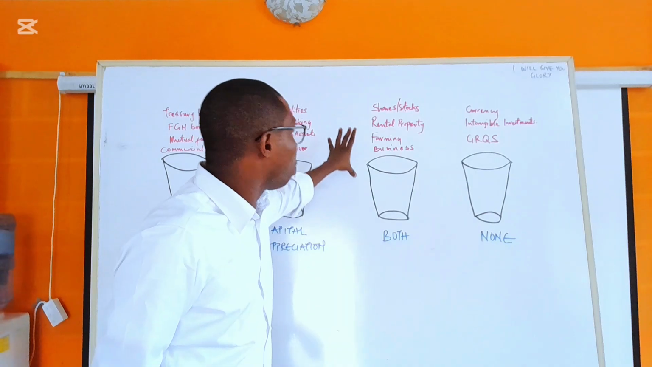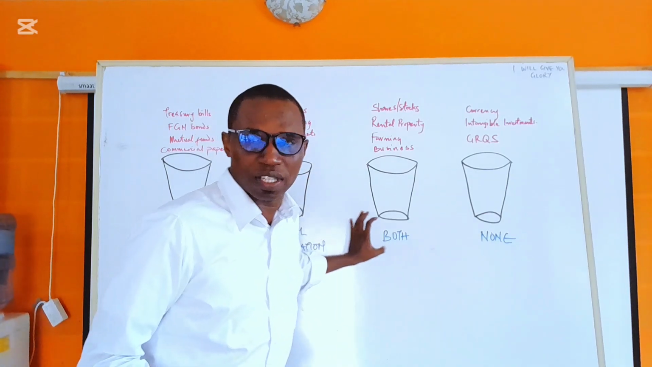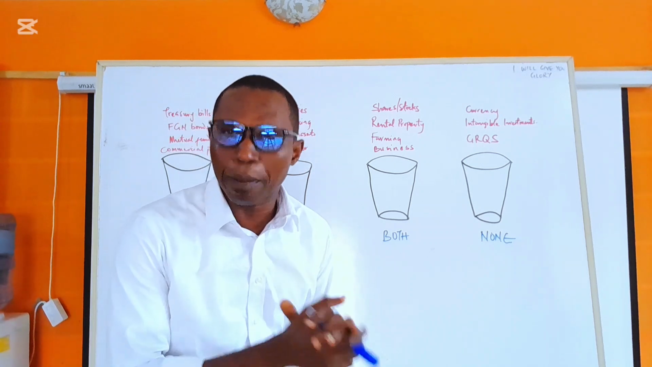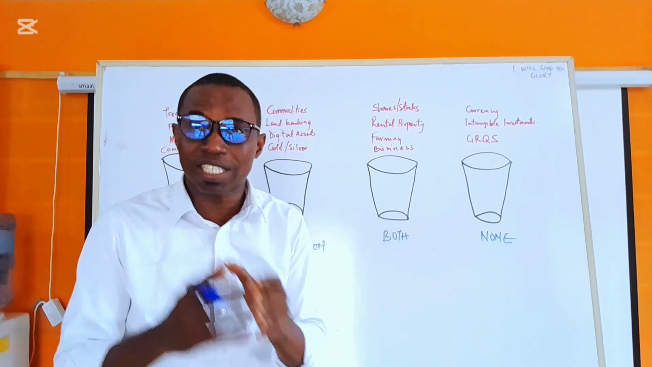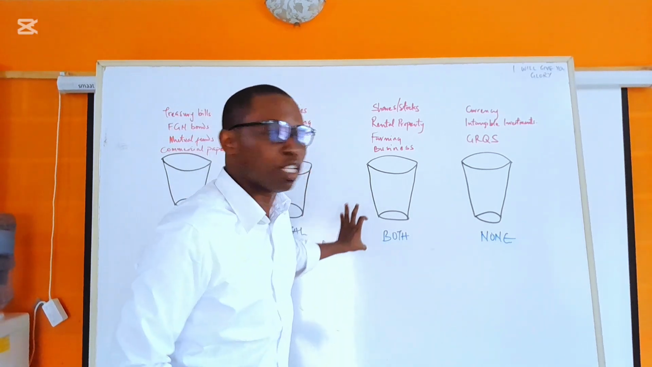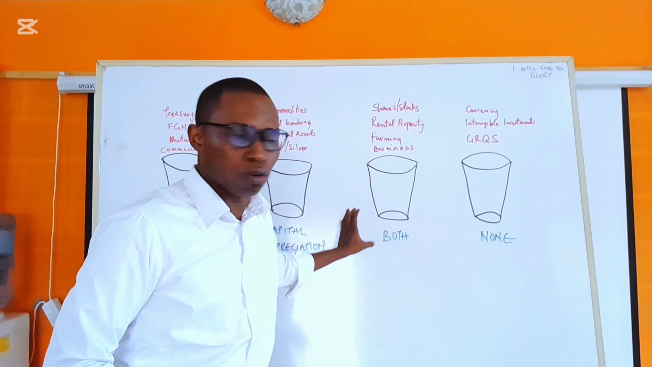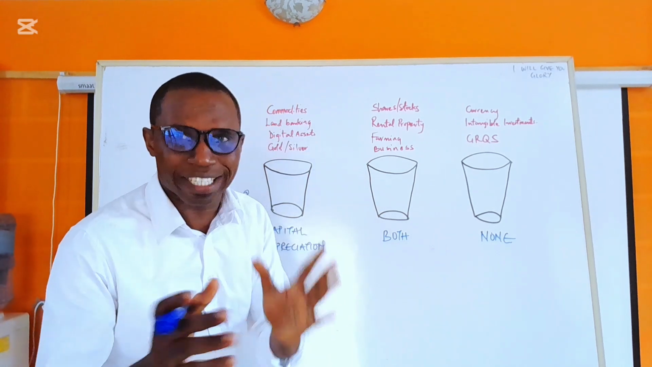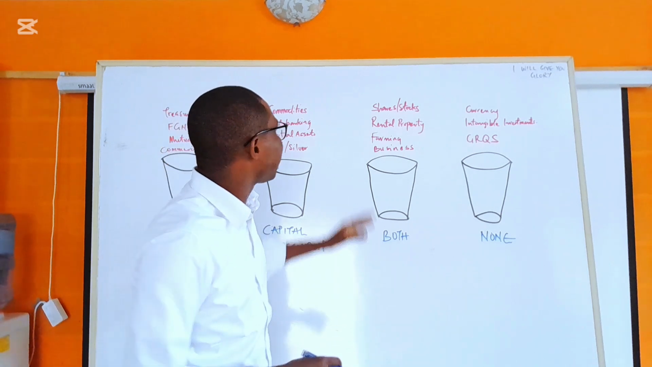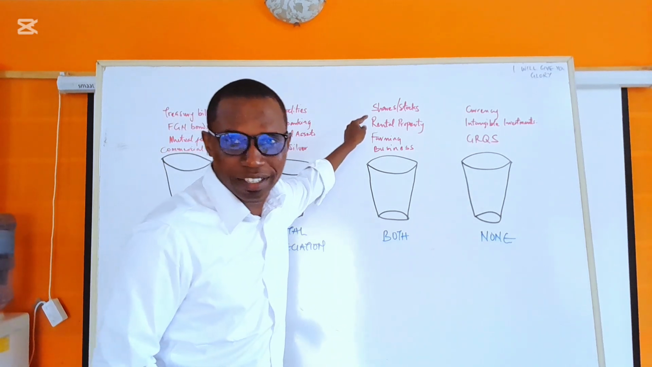Then as for the third bucket, which talks about both, when you want both capital appreciation and cash flow, then the best thing is to invest in the assets or the vehicle that will give you both. An example of such investments is when you buy shares.